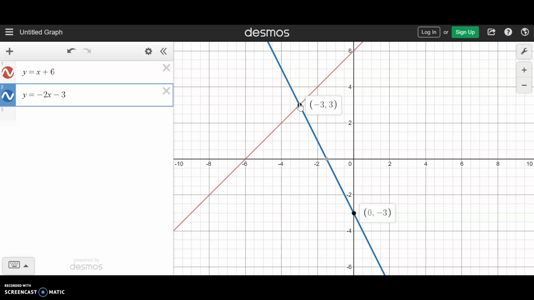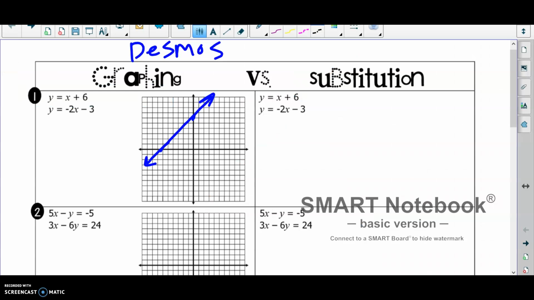So I'll graph 0, negative 3, and negative 3, 3. Alright, so click on here. I'll go to 0, negative 3. Here, let me change colors. 0, negative 3, and then negative 3, 3. So that's right where they cross, which is what we want. Boom. So we know it intersects at negative 3, comma 3.